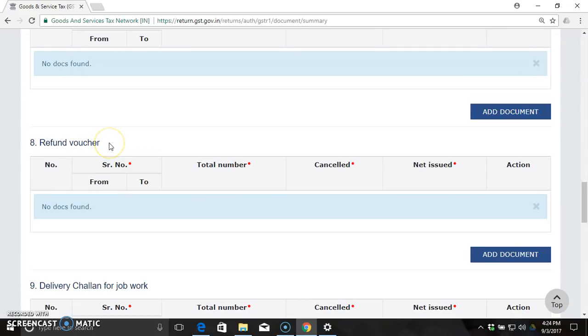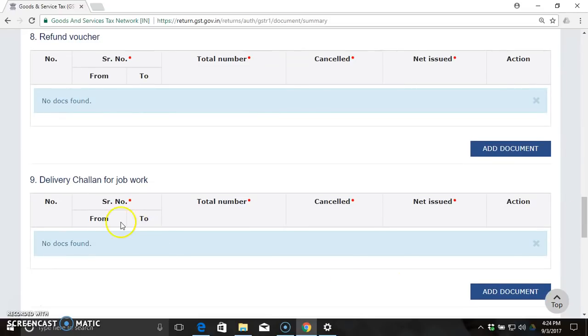Refund voucher is basically for whenever the advances are refunded. So in those cases, a refund voucher is issued. Again, the same format. The next is delivery challan for job work. Whenever you send goods for job work, you don't raise an invoice because the goods are being sent for job work and will be brought back. So normally you don't raise an invoice for the goods sent, but you raise a delivery challan for the goods sent. Whenever goods are sent for job work, a delivery challan is a must.